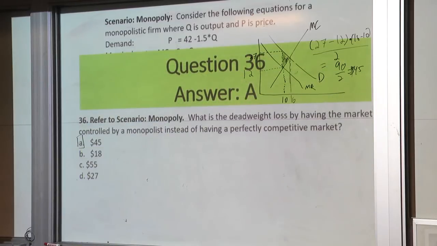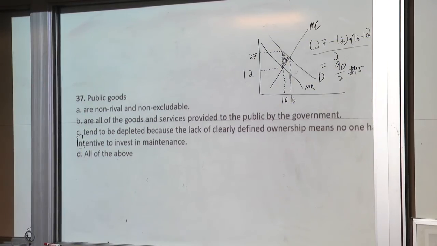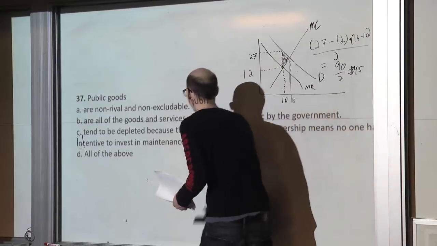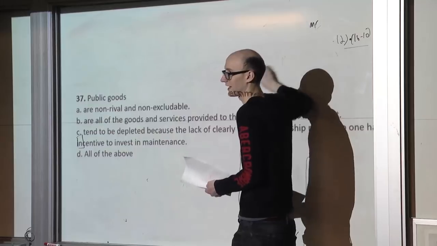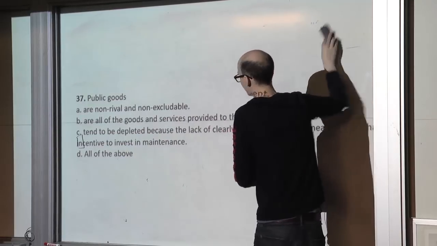So we get 45 by calculating that triangle. This question is like a gimme question. If you read the book, you should absolutely get this correct. If you were in class the day that they went over it, you should absolutely get this one correct.